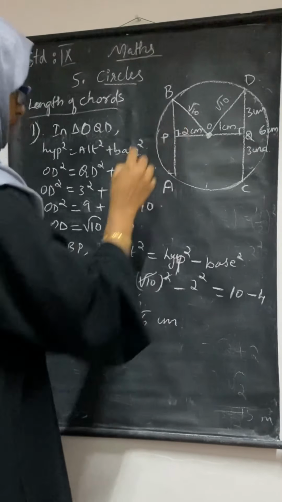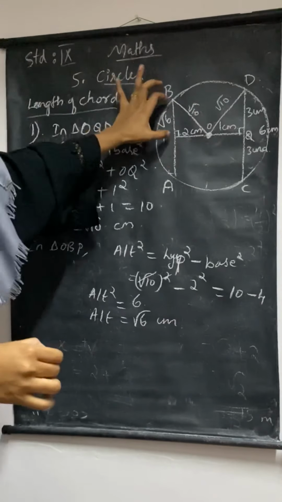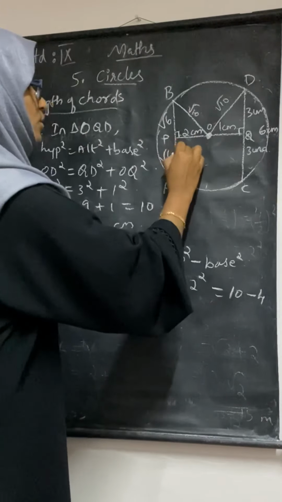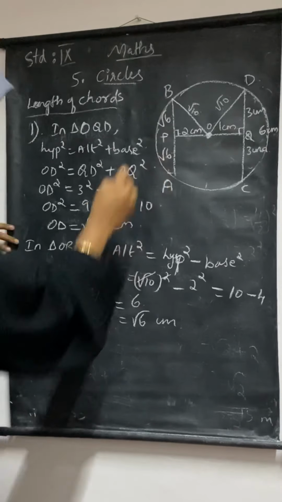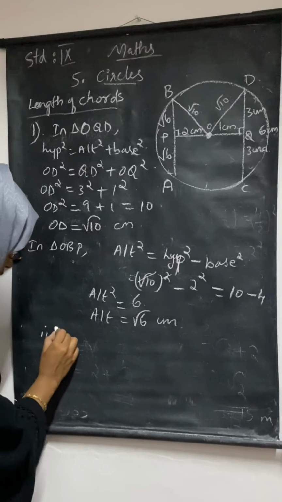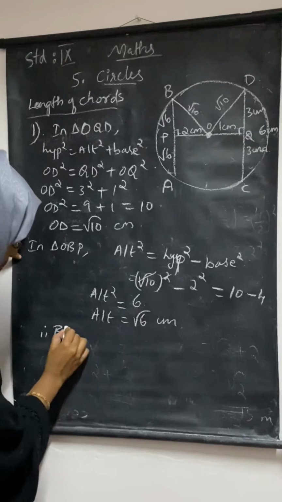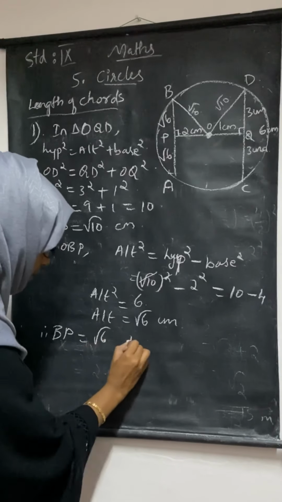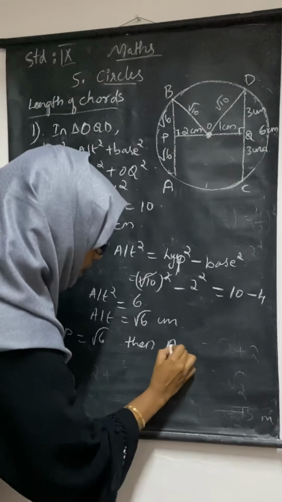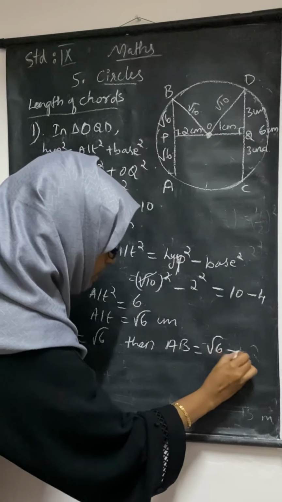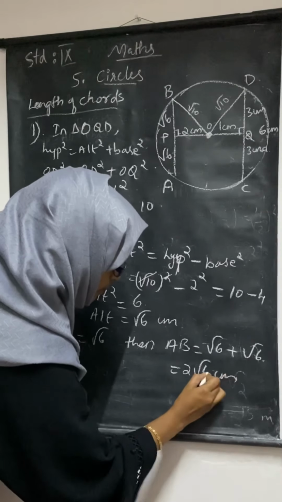That altitude is BP, square root 6. The same length you will get here also, square root of 6. So you have 2 square root 6. Therefore BP, the altitude, is square root of 6, and the length of the chord AB is square root 6 plus square root 6. It will be 2 square root 6 centimeter. So this is the answer.